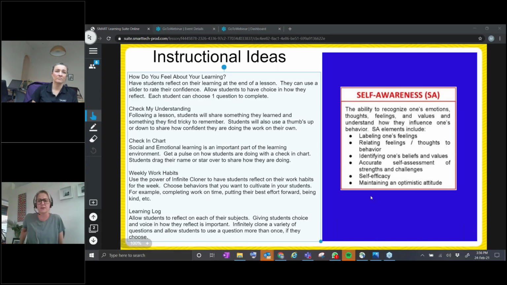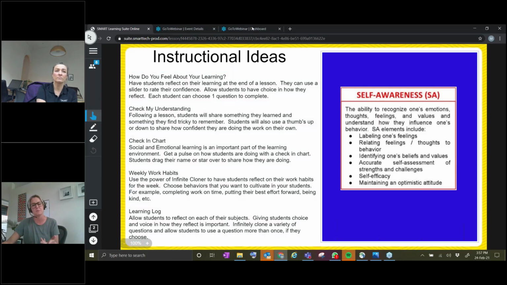So obviously things like self-efficacy and maintaining an optimistic attitude, labeling one's feelings, and an accurate self-assessment of strengths and challenges, okay? And I'm loving actually having put these now into my programs how empowered my students are, because I'm always assessing. I'm constantly doing that on the fly in a formal way and in informal ways. It's really nice to start seeing them assess themselves and how powerful that can be as well.